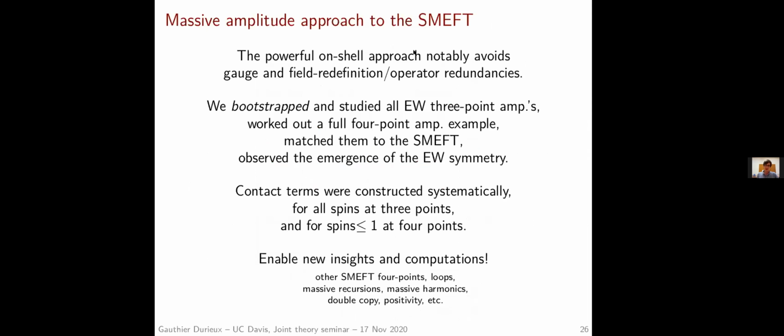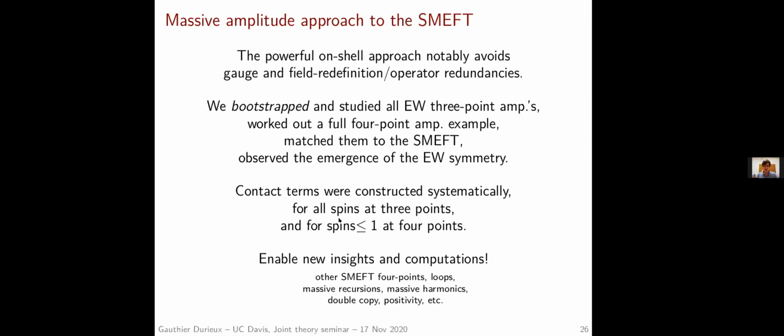I've tried to convince you that this on-shell approach is powerful because it gets rid of gauge invariance and field redefinitions, which also connect different operators in an effective field theory. We've bootstrapped and studied massive electroweak 3-point amplitudes, worked out a full example of 4-point amplitudes, including factorizable and contact terms. We matched all those amplitudes to the effective field theory of the standard model, specifically matching the coefficient of the amplitude with the coefficient of the operators, and observed the emergence of electroweak symmetry relations from just imposing perturbative unitarity. We then looked at the systematic construction of contact terms in the massive case.